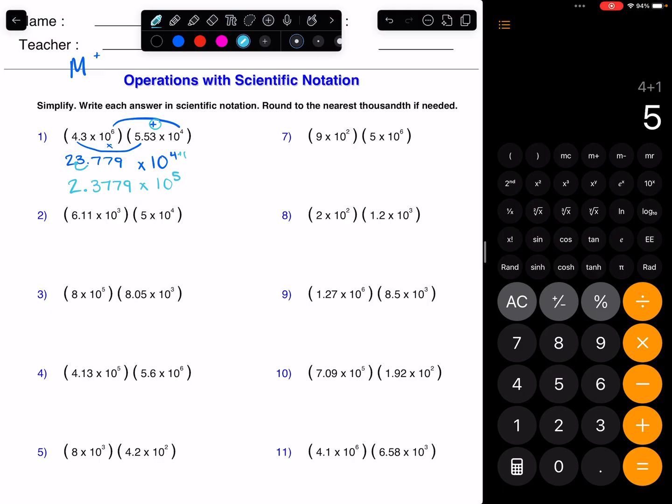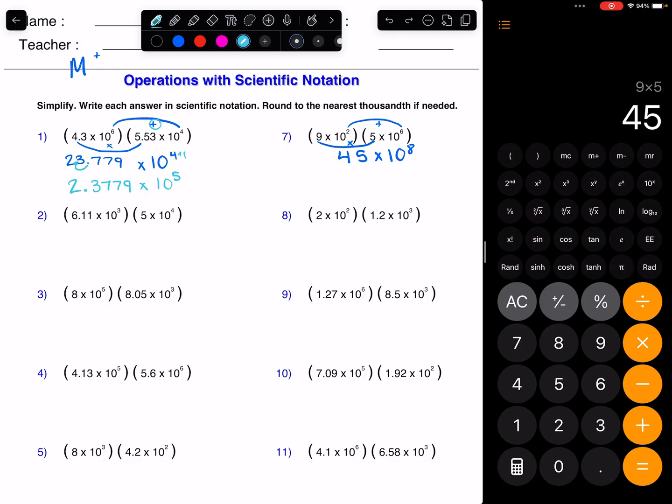Let's try another one. What if I do this one right here? So I'm going to add my exponents. So that's 2 plus 6. So that's times 10 to the 8. I'm going to multiply my big numbers. So 9 times 5 is 45. Now I notice that my 45 is way bigger than 10. So I got to change it.